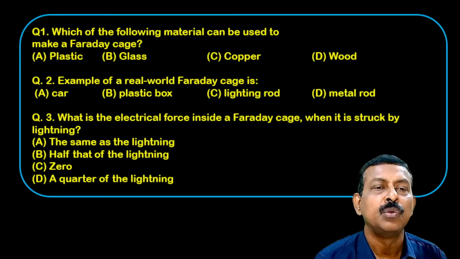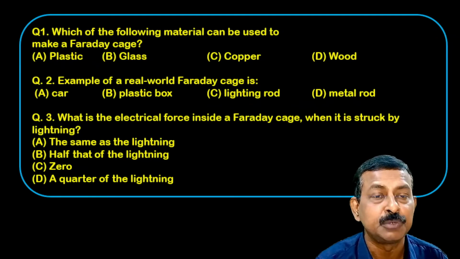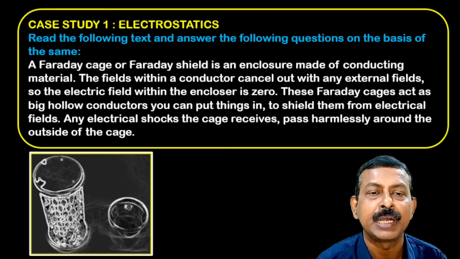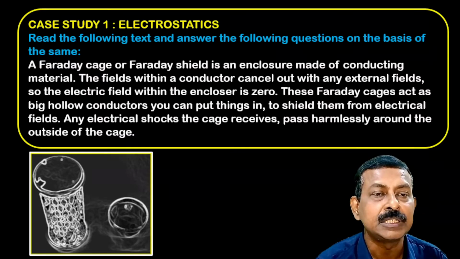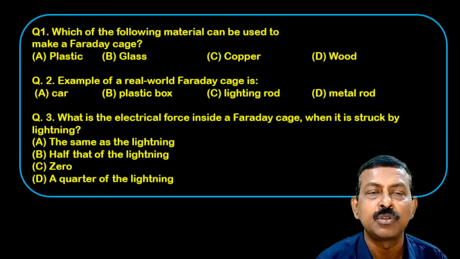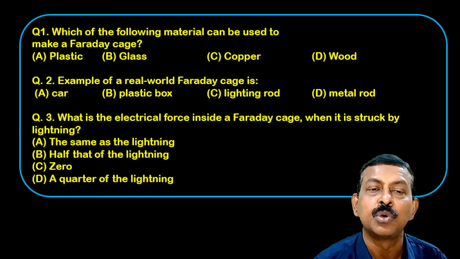First question is, which of the following material can be used to make a Faraday cage? Now, if you see the passage, it was given that a Faraday cage or Faraday shield is an enclosure made of conducting material. So let's see what options are given there. One is plastic, another is glass, then copper and wood. Since it is a conducting one, copper is the correct option.